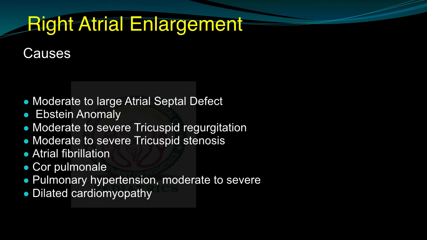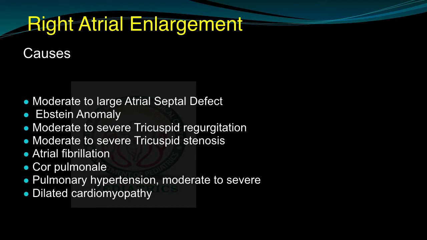Then also there is moderate tricuspid stenosis, wherein there is poor opening of your tricuspid valve. Hence, during the diastolic phase, the tricuspid valve doesn't open fully. Hence, there is pooling of blood in the right atrium, causing volume overload and causing pressure overload.